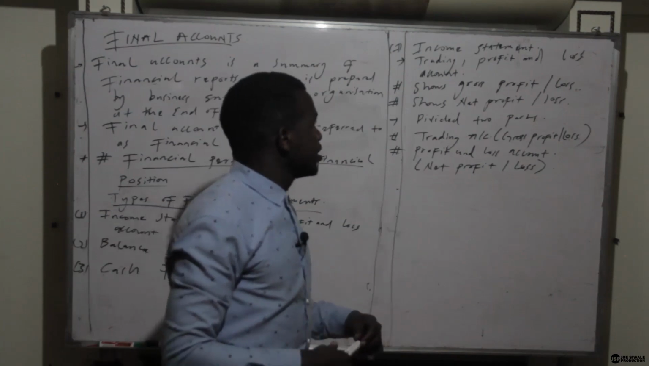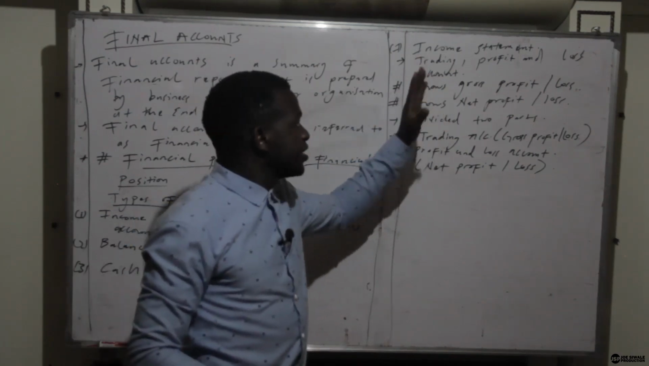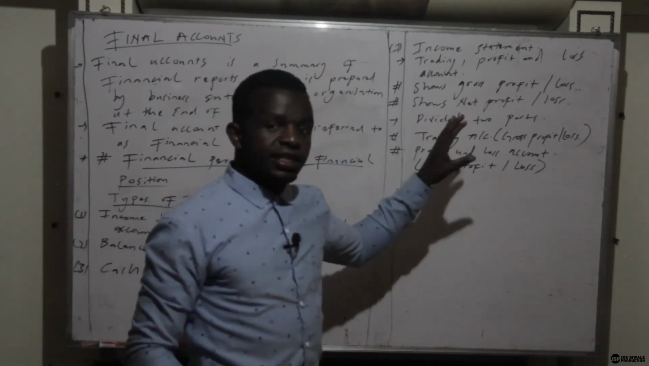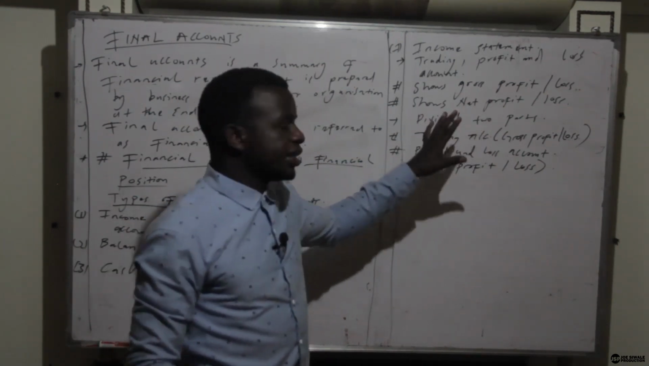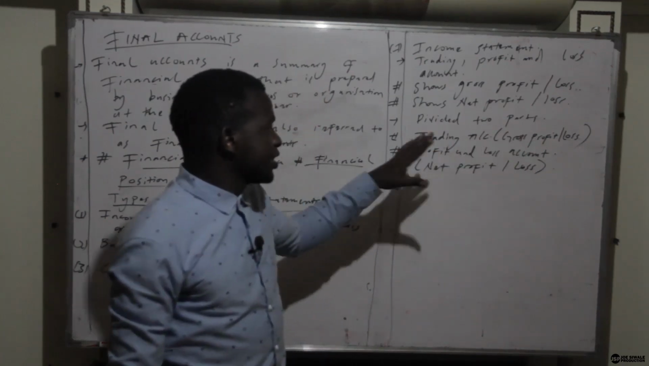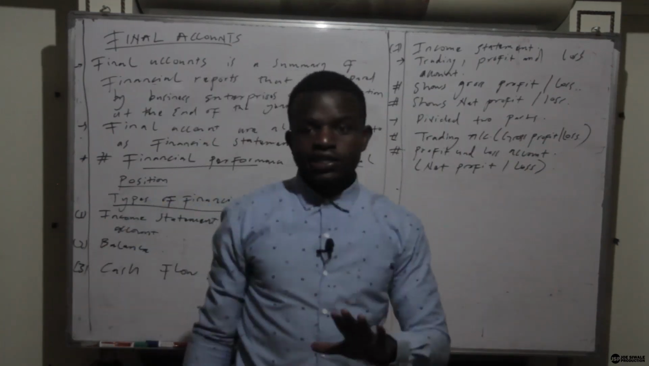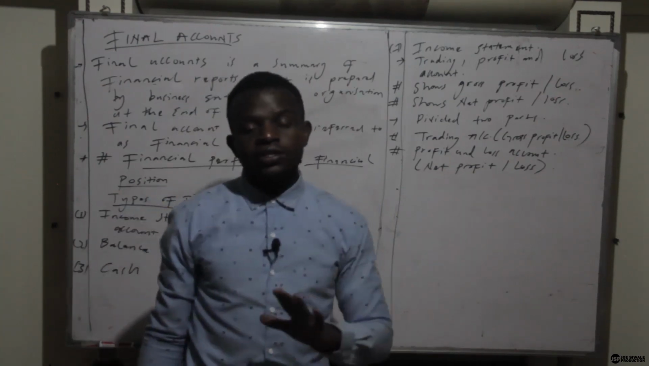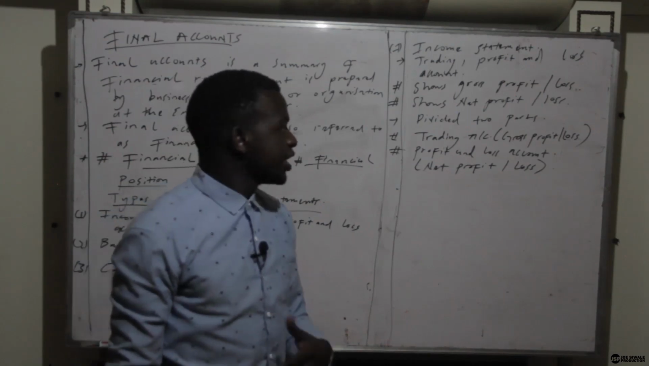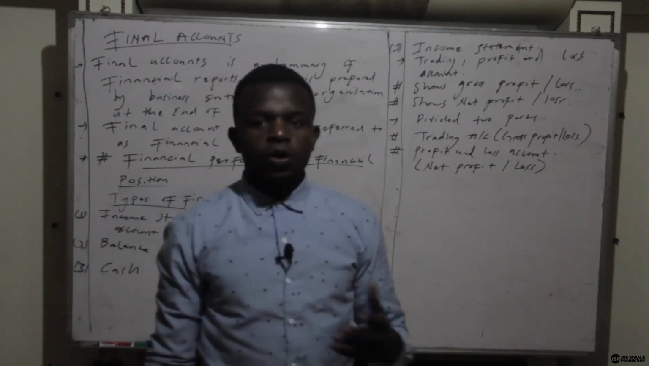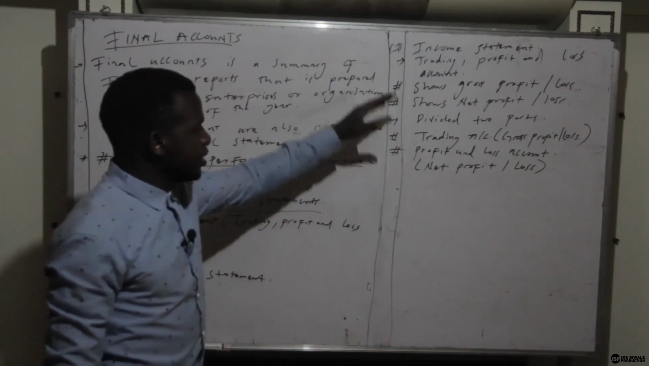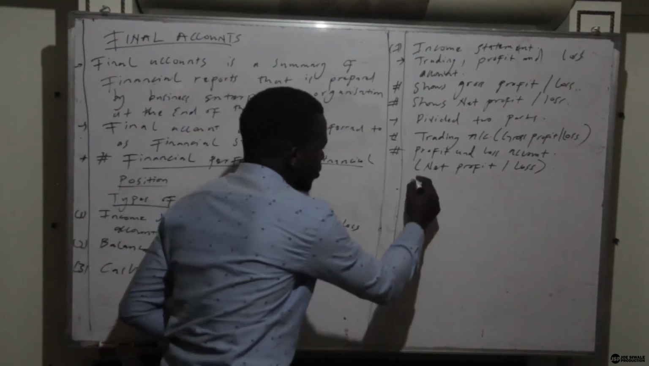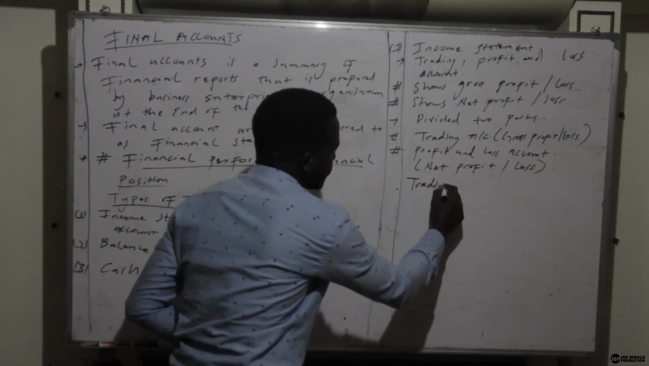So since we have mentioned that the income statement is also referred to as the trading profit and loss account, we have also said that this shows the gross profit or loss. It also shows the net profit or loss. And this income statement is divided into two parts. We have the trading account, which shows the gross profit or loss. We also have the profit and loss account, which shows the net profit or loss. And since we have talked about this, we are going to go further and talk about the trading account.